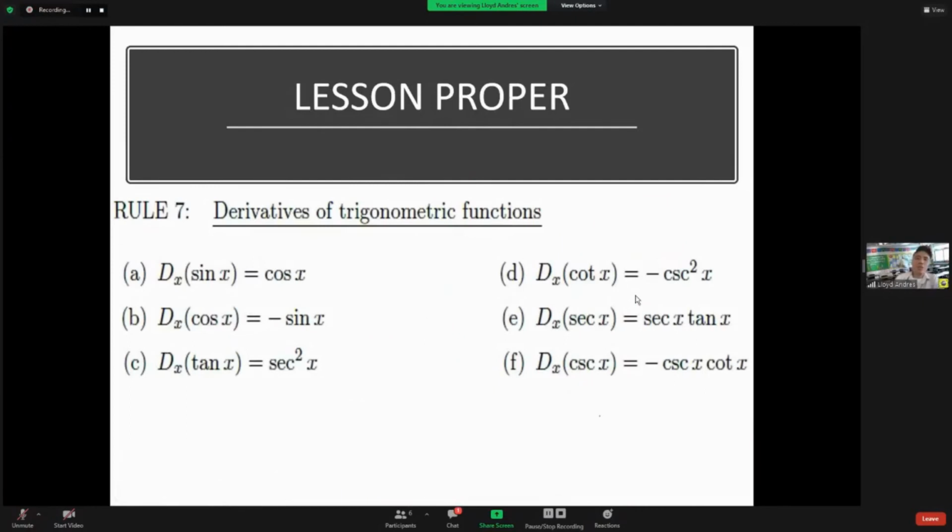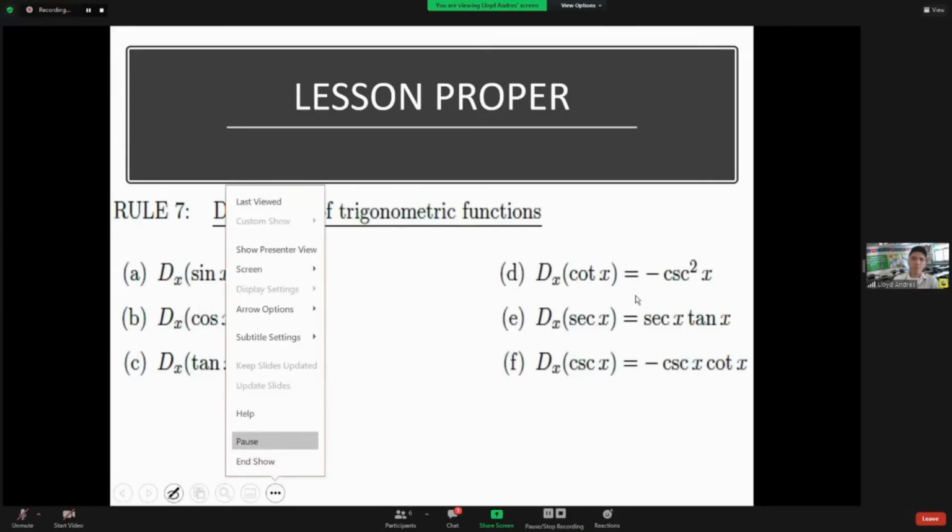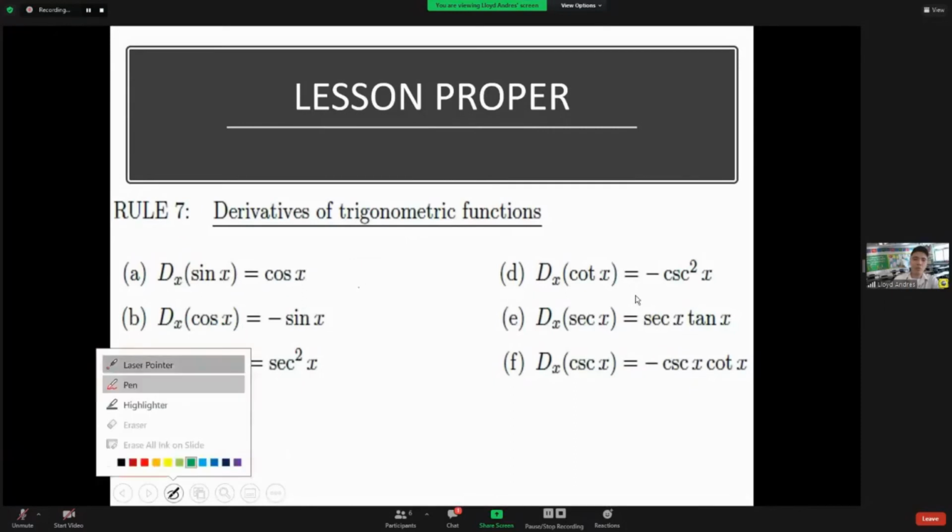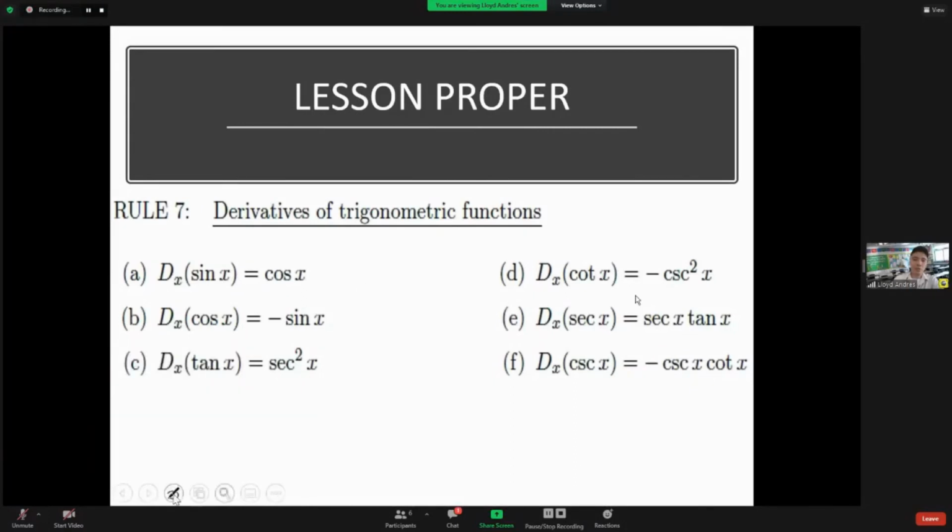For rule number 7, you need to familiarize, or it is better to memorize. So, these are the derivatives of trigonometric functions.